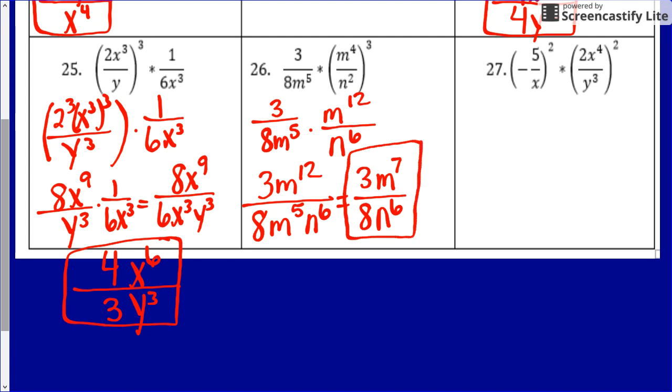So, last problem. I'm going to challenge you. This is a hard one, but pause the video, see if you can figure it out, and come back and see if you got it right.